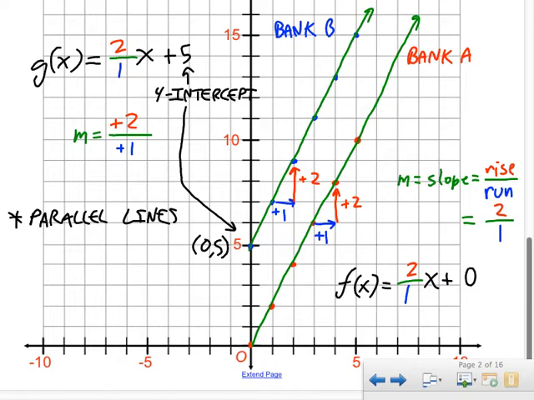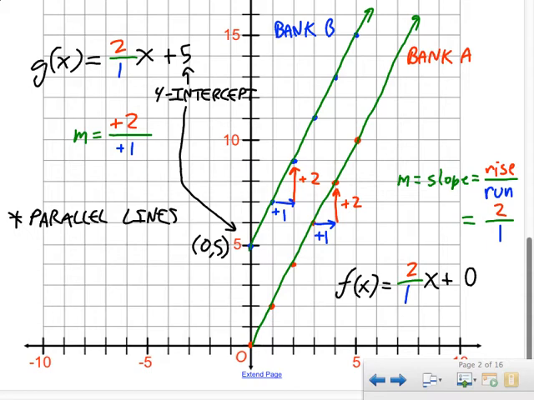I had you guys write something out at the beginning of class. What is it, Jayla? Bank A, what about bank A? What's the definition say? Okay, so the function for bank A is a proportional relation because that graph passes through the origin.